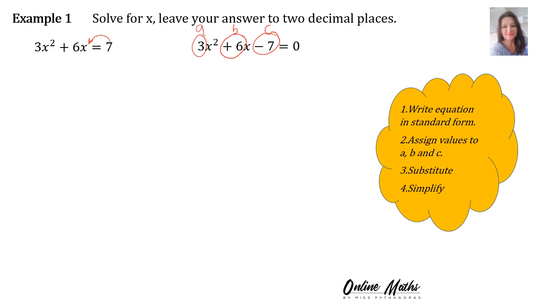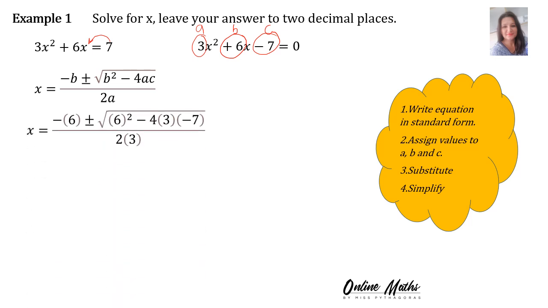Step 3, substitute. So now into the quadratic formula, and remember that one lives on the formula sheet. X is equal to, this minus is the minus inside the formula. B's value, positive 6, plus minus, B's value, 6 squared, and can you see the use of the brackets there? Minus 4, A's value is 3, and C's value is negative 7, over 2 times 3 because A is 3.